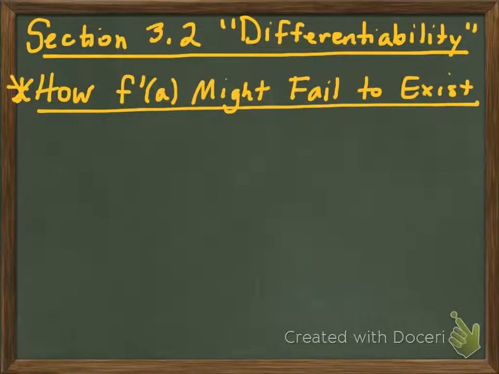So the title is differentiability. We're going to look at when the derivative is there and when it's not there. And there are actually 4 specific cases you want to know. We'll start with number 1, as it's listed in your book, and that is a corner.